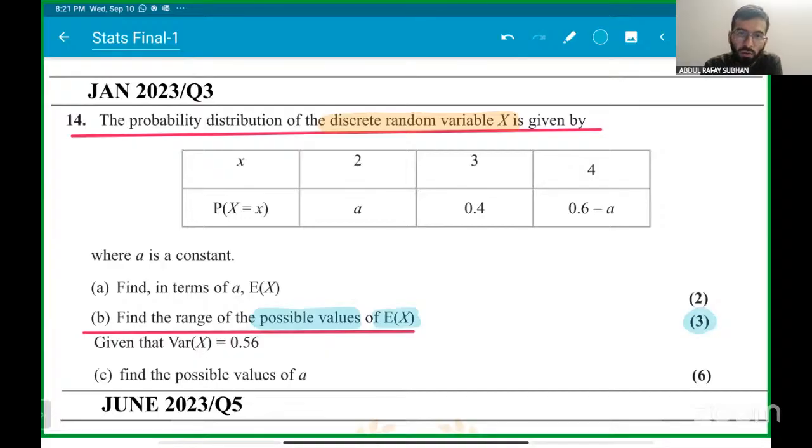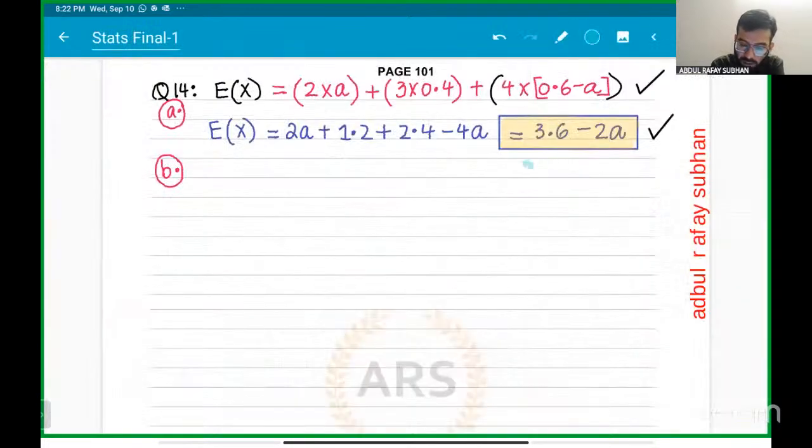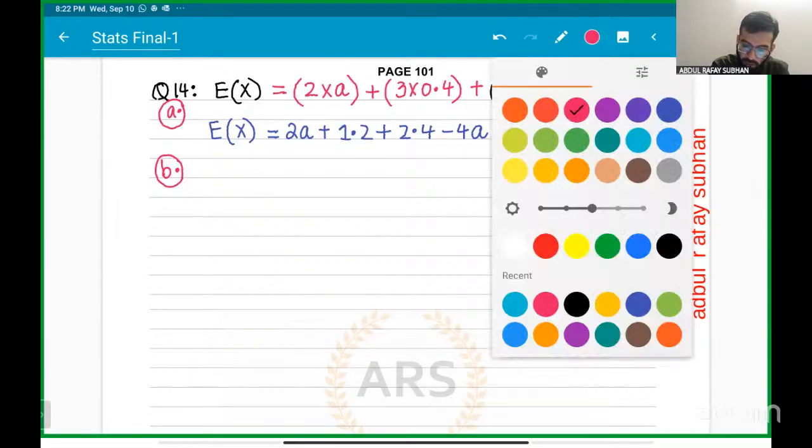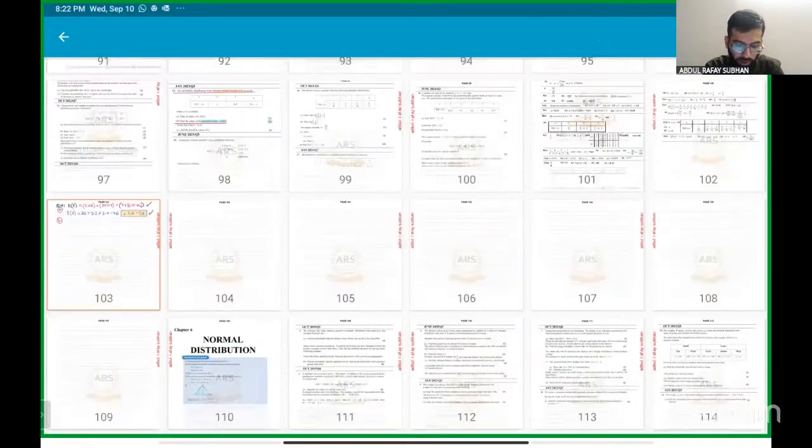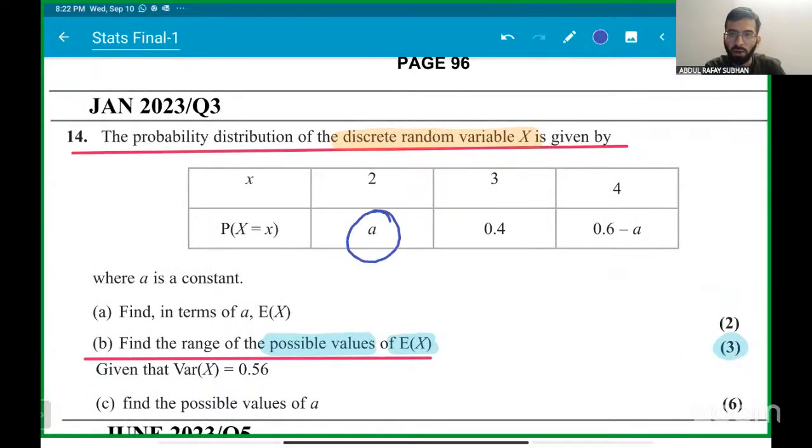How do you get the range? What we need to understand from the range perspective is that definitely we are getting the mean as 3.6 minus 2a. As you already know, a will be something less than 1. A will be something less than 0.6 as well. Is everyone getting it? Let me explain in detail what I'm trying to convey. This is a difficult one. Please follow carefully, students.